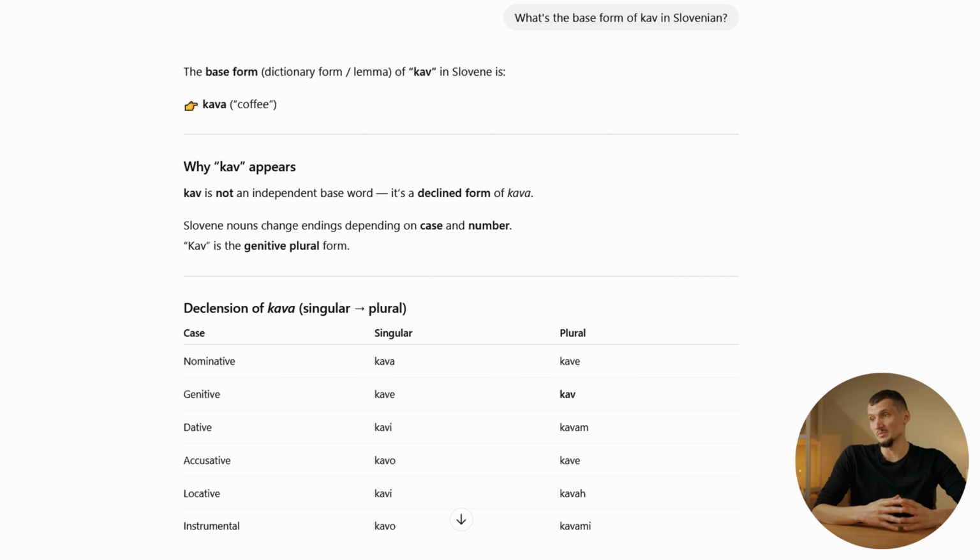It nails everything. The base form of cow in Slovene is kava. Why cow appears? Cow is not an independent base word. It's a declined form of kava. Slovene nouns change endings depending on case and number. Cow is the genitive plural, and it gives you the entire table, and all of that is correct.